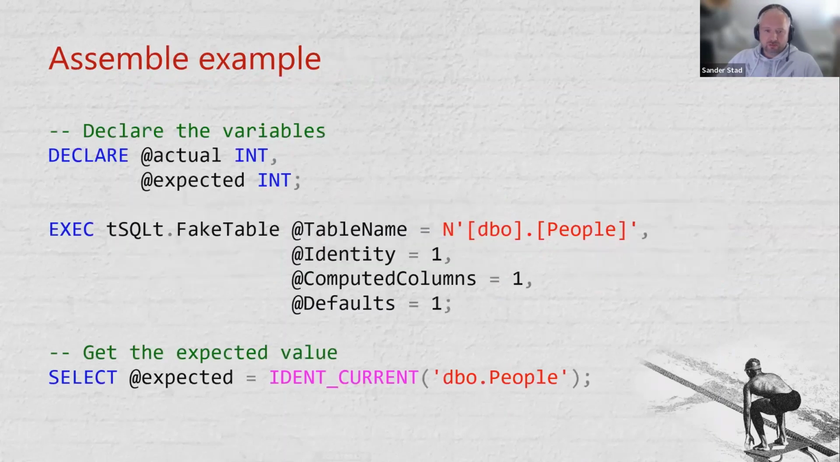In this slide, you see how that is actually set up. So you can see the assemble part, we declare a couple variables, we fake a table, which is a command in T-SQL to make sure that we don't do anything wrong with the production table. And then we set an expected value. So we have everything collected that we need for the next part.